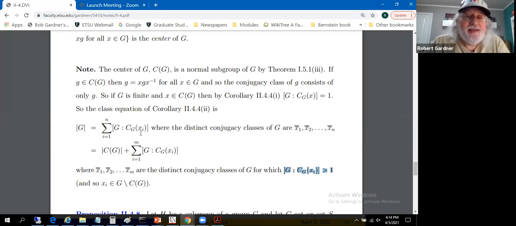Arguably, I might need to re-index from this summation to that summation. We haven't gotten into that level of detail. But we can certainly express the cardinality of G as the cardinality of the center plus the sum of these indices. This summation is taken over all i, where we have conjugacy classes x1 bar through x sub m bar, and each of these conjugacy classes is larger than 1. In other words, the index of the centralizer is strictly greater than 1. So just a little alternative take on the class equation.